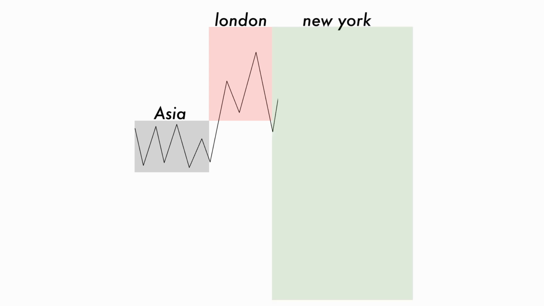Later, the New York session can then reverse again, taking out London's stops, as London often acts as the manipulation phase of the day. Understanding how liquidity shifts between sessions helps traders identify when and where major moves or reversals are likely to occur.